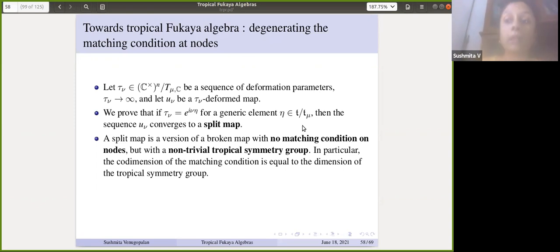But in return, the additional dimensions show up in the form of an addition of a higher tropical symmetry group. And the reason we have a higher tropical symmetry group is that we acquire more freedom. The tropical symmetry group is constrained by how the components across a node can be moved. So if you drop a matching condition at one of the nodes, we acquire more freedom in how the torus can act on the components.